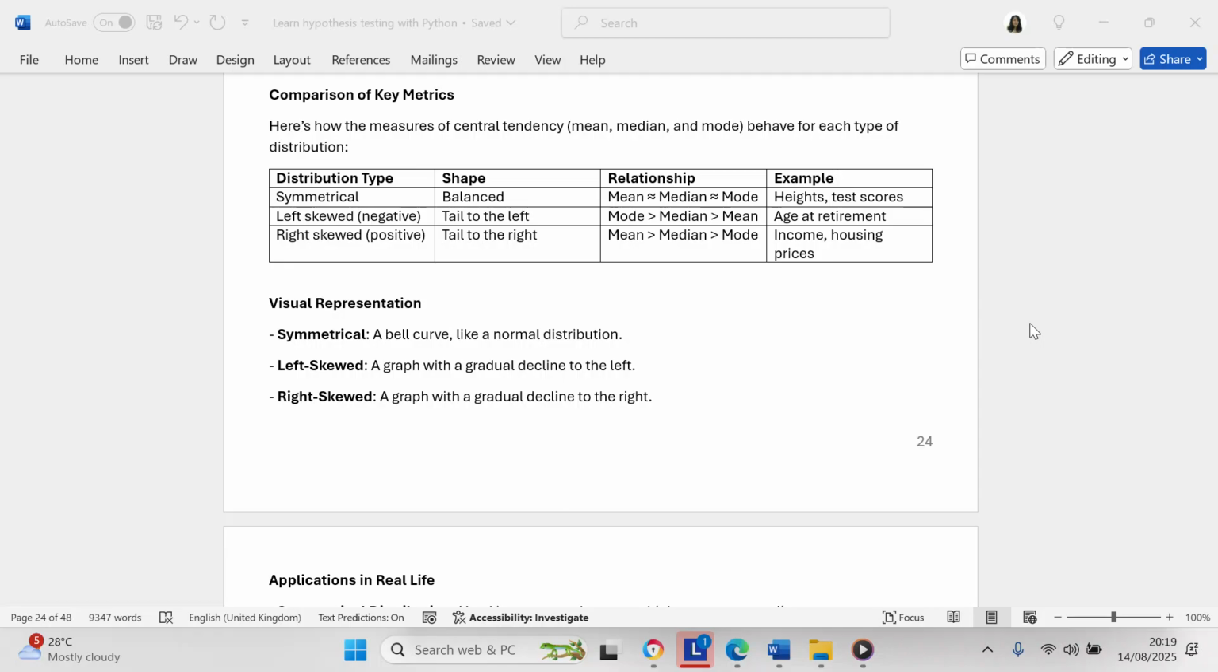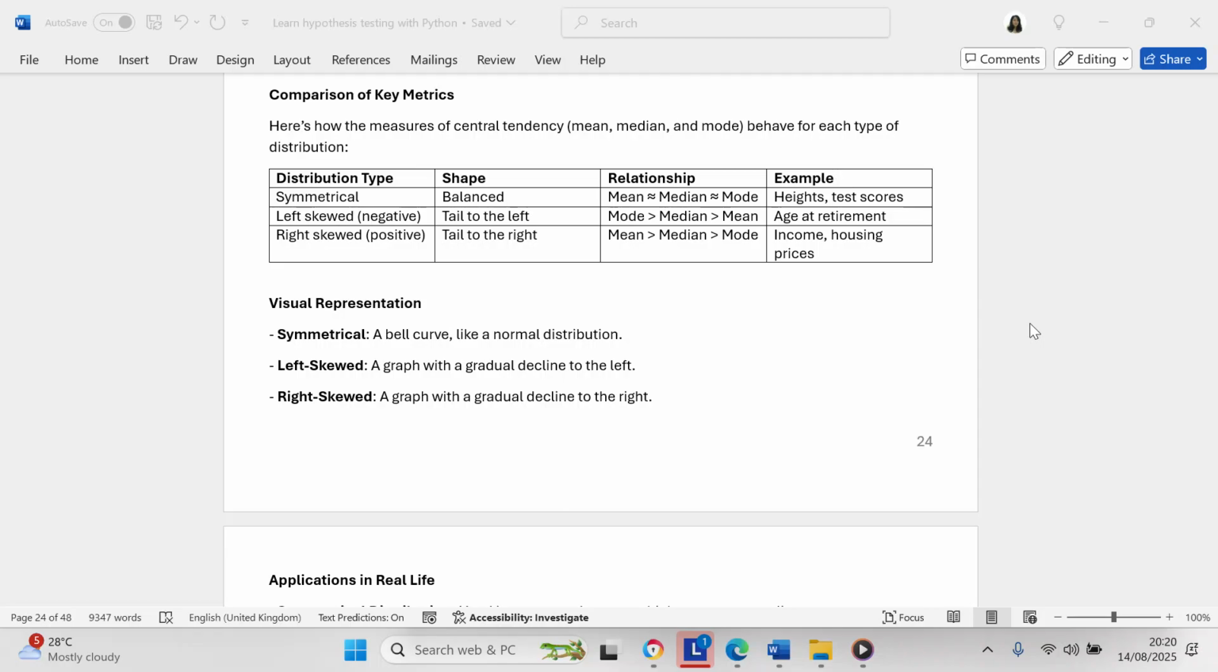A symmetrical distribution is going to be like a normal distribution or a Gaussian distribution, or sometimes they call it a Z distribution or a bell curve. And then a left skewed distribution has the tail on the left. And so the mode is going to be greater than the median, which is going to be greater than the mean. An example of a left skewed distribution would be the age at retirement.